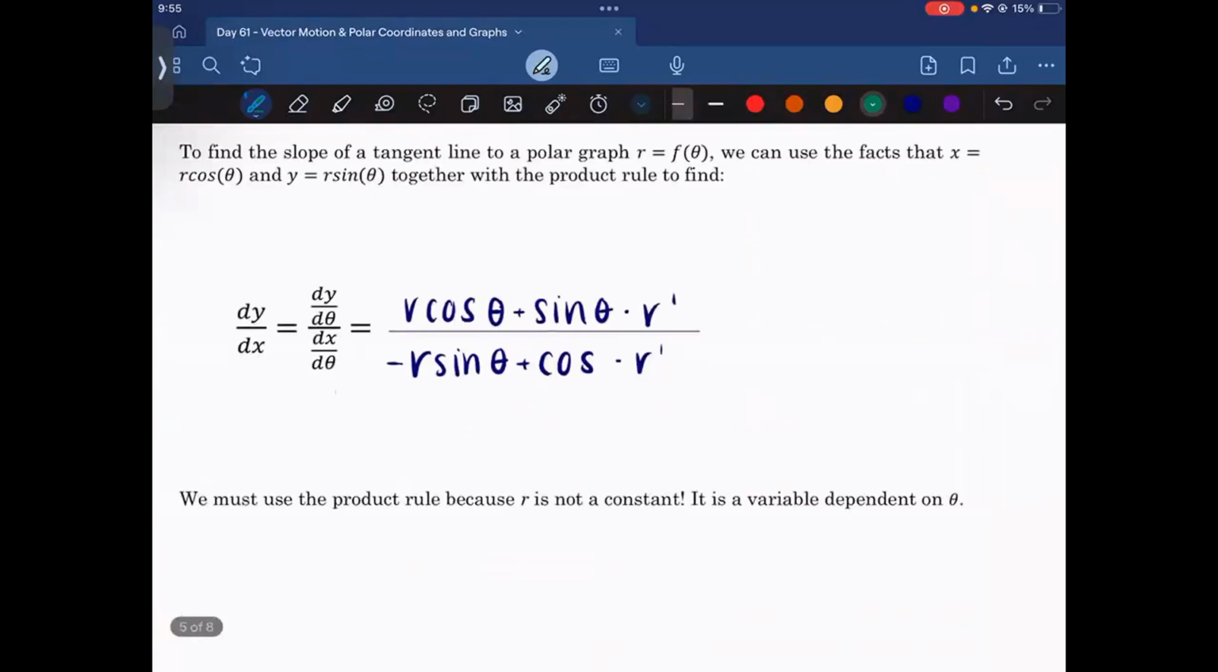To find the slope of the tangent line to the polar graph r equals f of theta, we can use the facts that x equals r cosine of theta and y equals r sine of theta, together with the product rule. And we must use the product rule because r is not a constant. It's a variable depending on theta. It can change, get bigger or smaller. It's another variable, just like x or y is a variable.